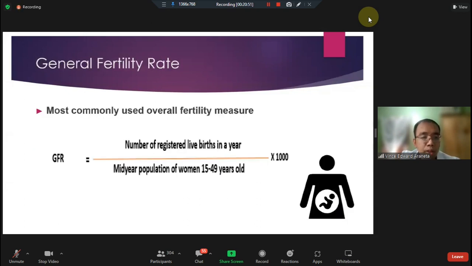What is better is this one. For fertility measures, the general fertility rate would be the most commonly used overall fertility measure because it takes into account the number of registered live births in a year divided by the mid-year population of women 15 to 49 years old, times, still, 1,000.